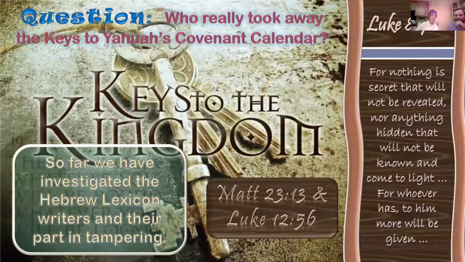So far we have investigated the Hebrew lexicon writers and their part in tampering. This was a couple of lessons ago when we saw how Strong's tampered. Remember, we looked at Gesenius, we looked at the Theological Word Book of the Old Testament, and there was another one that we looked at, I believe, how the Theological Word Book had 2,000 words, remember, that were trying to promote that the 2320 that was actually supposed to say new month was actually saying it is new moon. So this is all going to be revealed, exactly what the truth is.